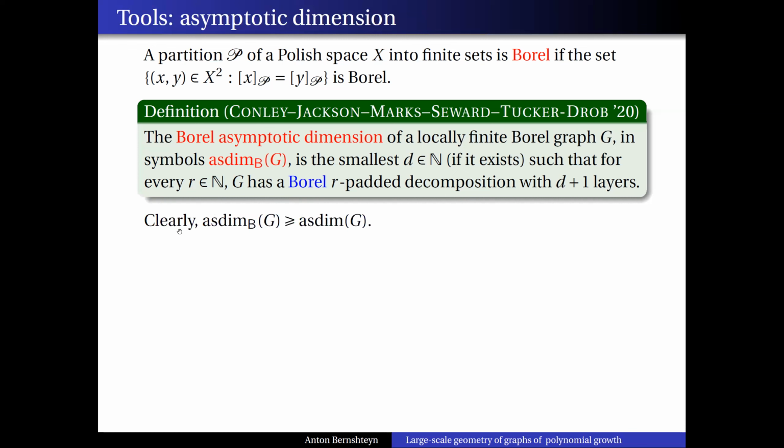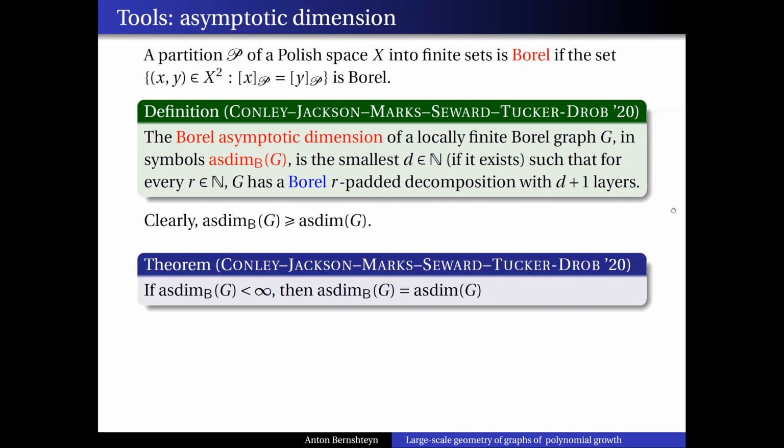It's clearly at least as large as normal asymptotic dimension, because the requirements are harder to satisfy. The partition has to be Borel. Remarkably, they proved that if the Borel asymptotic dimension is finite, if such an upper bound d exists, then Borel asymptotic dimension and ordinary asymptotic dimension have to be equal to each other. So there are examples where asymptotic dimension is finite but Borel asymptotic dimension is infinite. But as long as you know the Borel asymptotic dimension is finite, they have to be equal to each other.